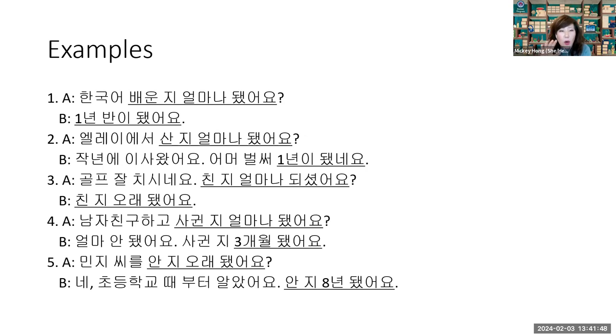How long? So all these are in the past modification. 배운 지, 산 지. Okay. How long has it been since? It's the same thing as past modification. LA에서 산 지 얼마나 됐어요? How long has it been since you've been living in LA? And remember, 살다 can be either 에서 or 에. It's the only verb where you can use 에 or 에서 for location.